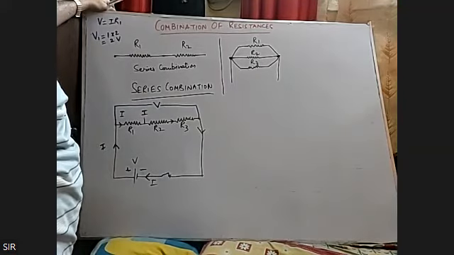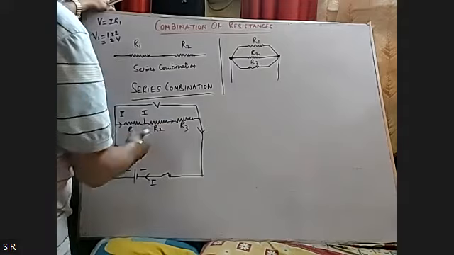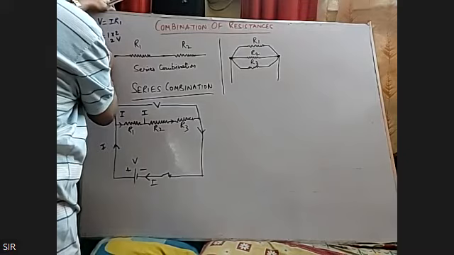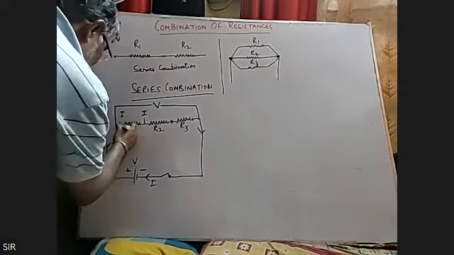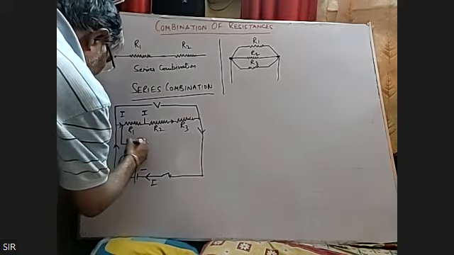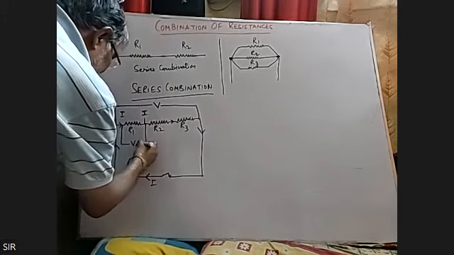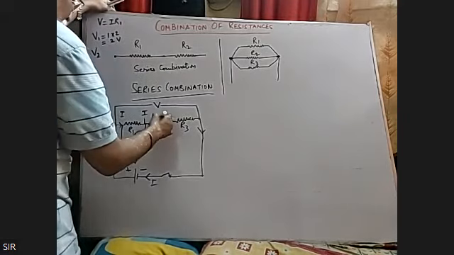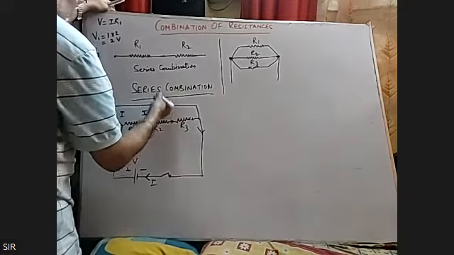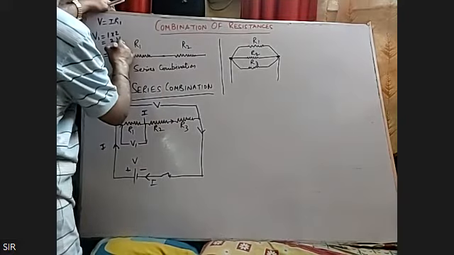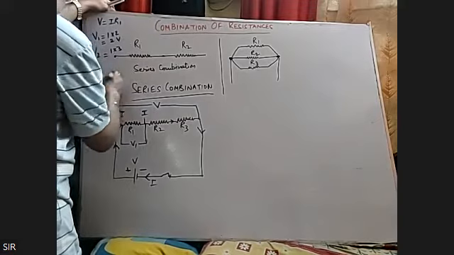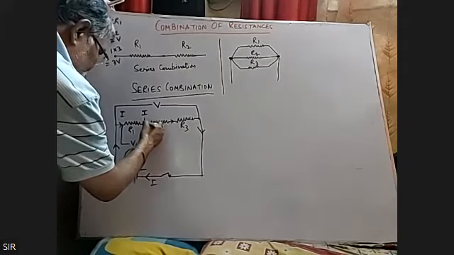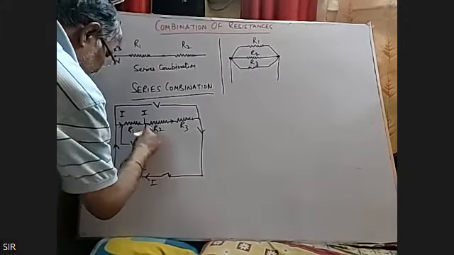Now suppose at this point we found a drop of V1, like this. Now, if R2 is, for example, 3 ohms, it will be 1 into 3, so it will be 3 volts. So this potential will be V2.